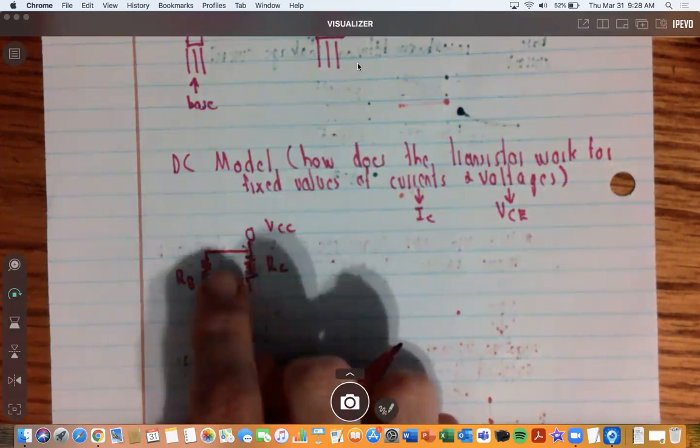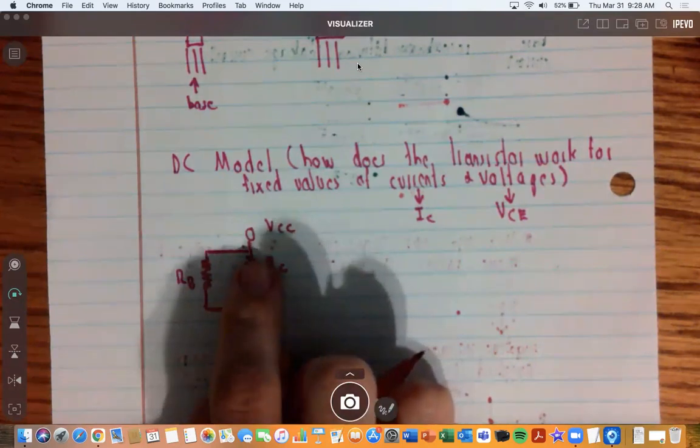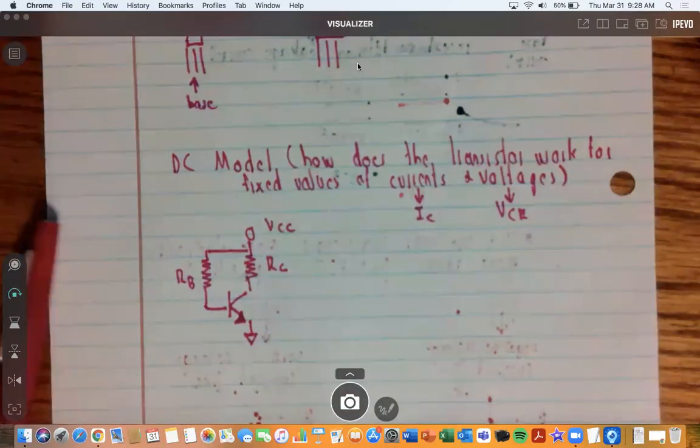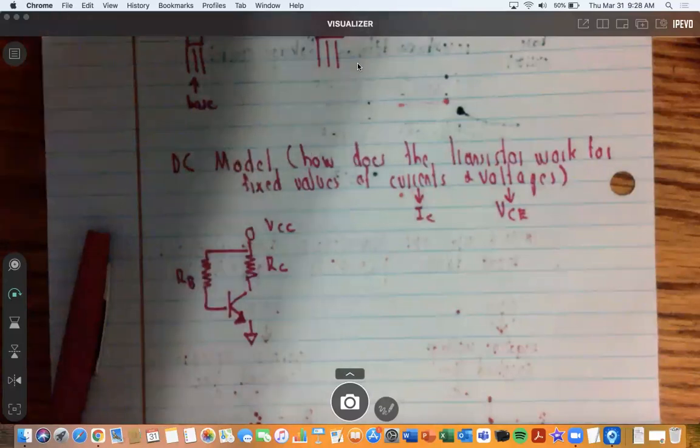We don't need two voltage supplies, because most of the time you could see a voltage supply to the base and a voltage supply only for the collector. But that costs more money to have two different voltage supplies. So that's why we like having only one voltage supply.